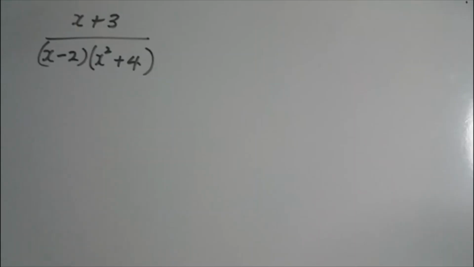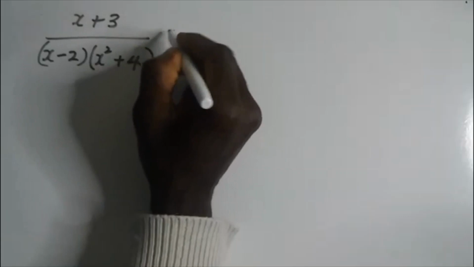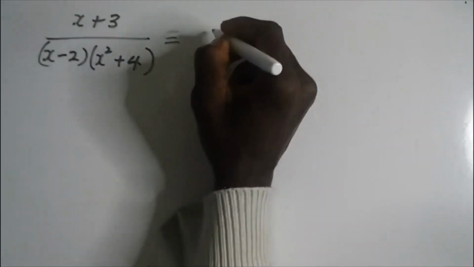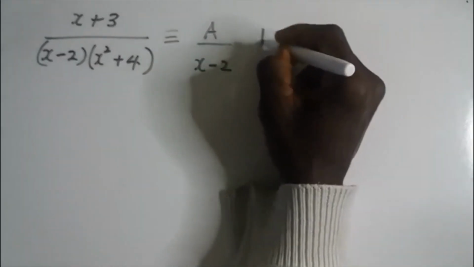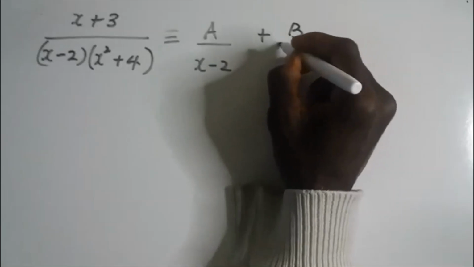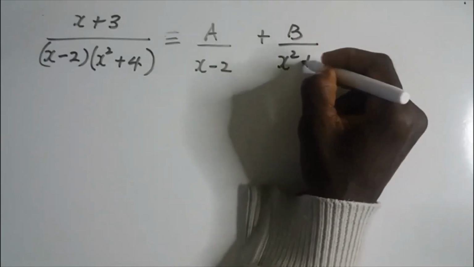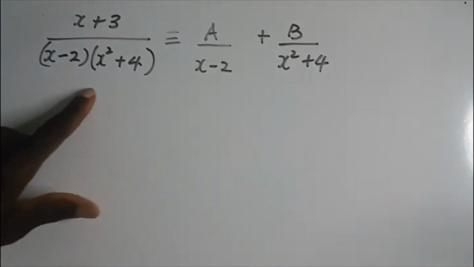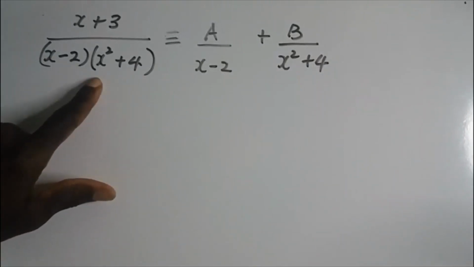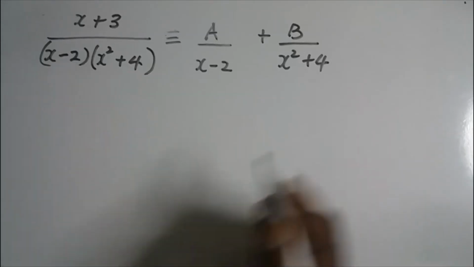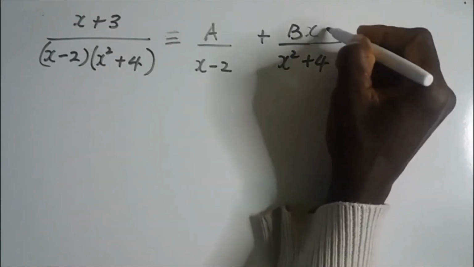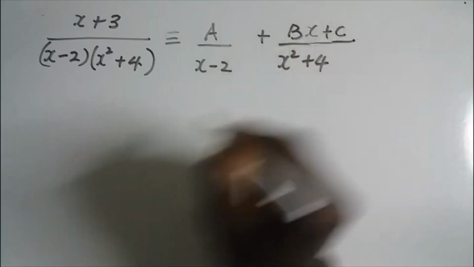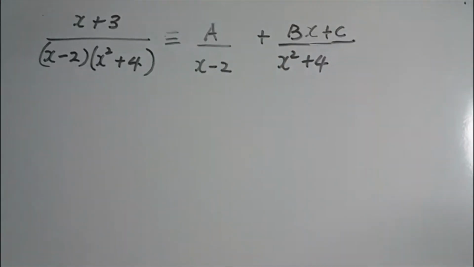Here's another example of a partial fraction. And so first we write the equivalent in terms of constants. That's a over x minus 2 add b over x squared add 4. Now if we look at this denominator, we have this term x squared. And so instead of having just a single term b as our constant, it actually implies that we should have bx add c as our constant, or two constants in fact.